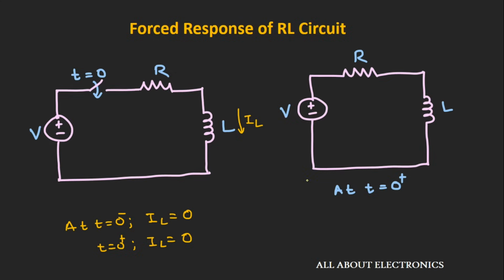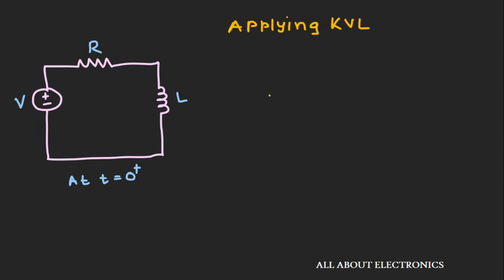So now for the force free response, let's find out this equation for the inductor current. For that, let's apply Kirchhoff's voltage law inside this circuit. Applying KVL, we can write V is equal to VR plus VL, where VL is the voltage across this inductor and VR is the voltage across this resistor. So we can write it as IR plus L into di by dt.